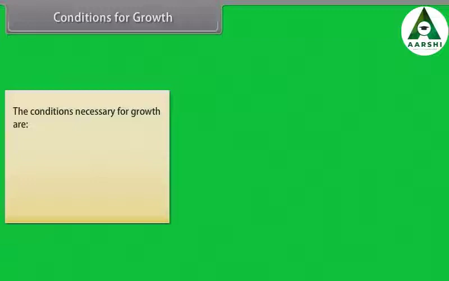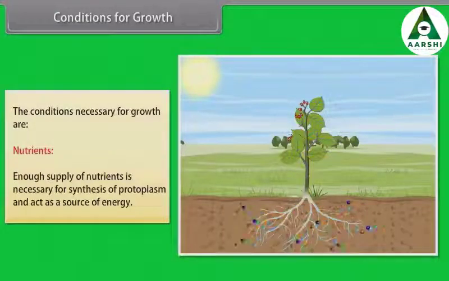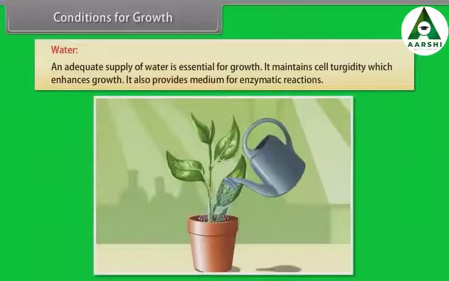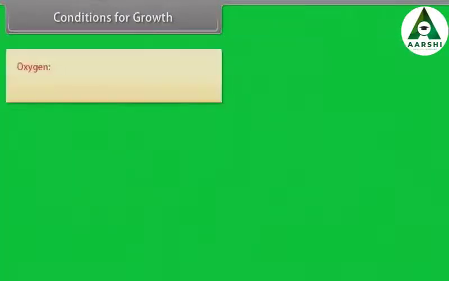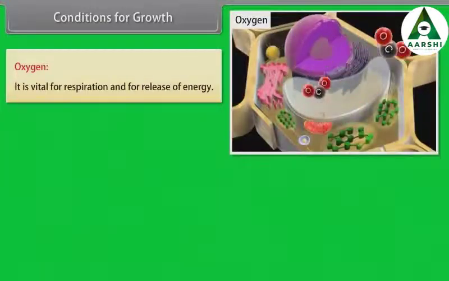Conditions for growth. The conditions necessary for growth are nutrients. Enough supply of nutrients is necessary for synthesis of protoplasm and acts as a source of energy. Water. An adequate supply of water is essential for growth. It maintains cell turgidity, which enhances growth. It also provides a medium for enzymatic reactions. Oxygen. It is vital for respiration and for release of energy.